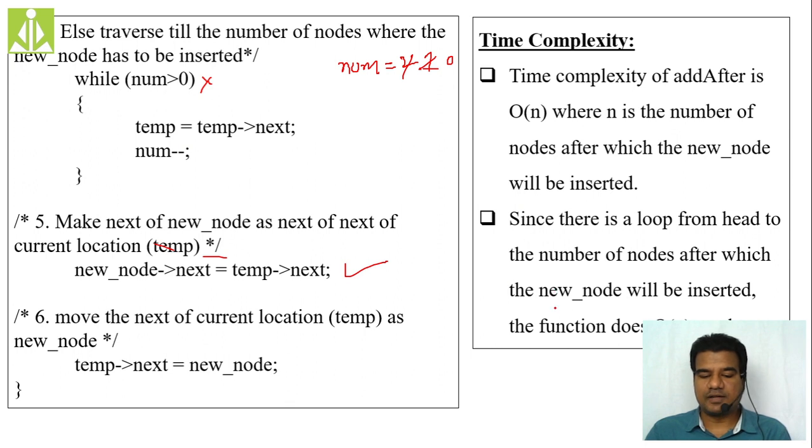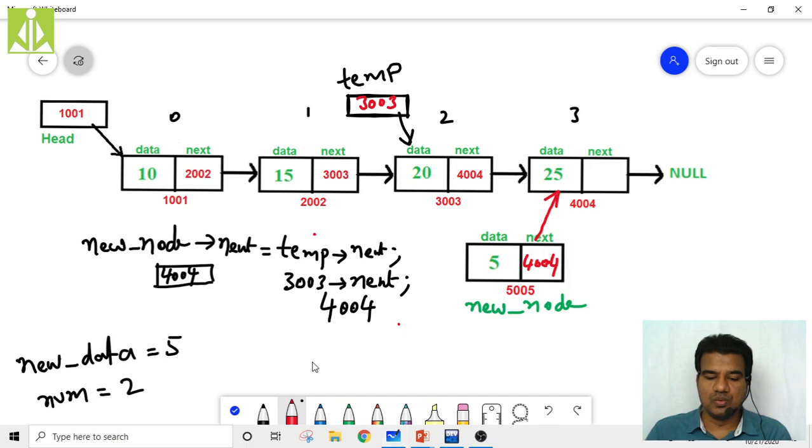Next step after this, we have to consider the last step, that is this one. Move the next of current location as new node. So this particular thing we have to understand: temp of next equals to new node. That I'm writing over here. The last step is temp of next equals to new node.